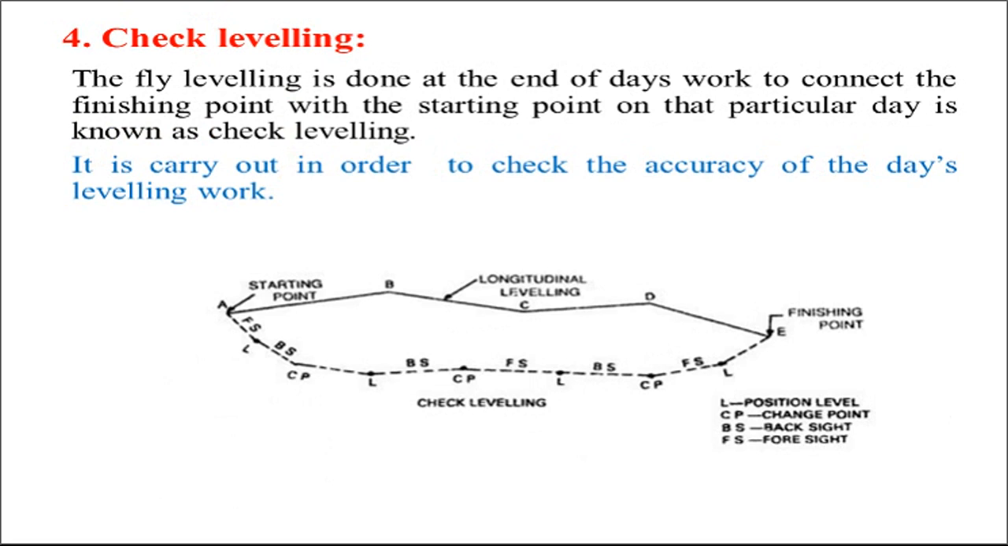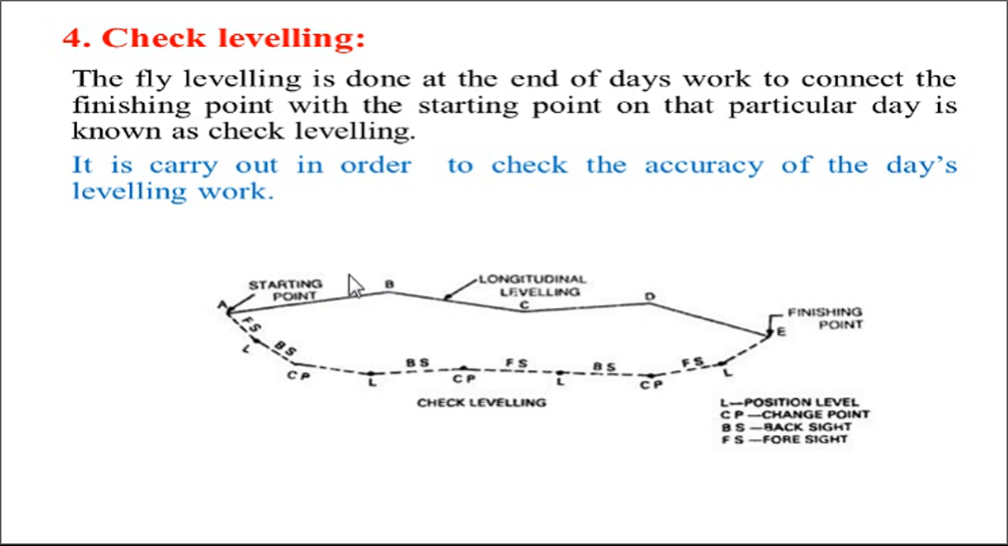Then next one is check leveling. The fly leveling done at the end of the day's work to connect the finishing point with the starting point of that particular day is known as check leveling. Suppose for any project we have started the work on a particular day from point A, and we have completed the work up to point E, meaning we have done the survey for AB, BC, CD and DE. This much length we have surveyed on that particular day.